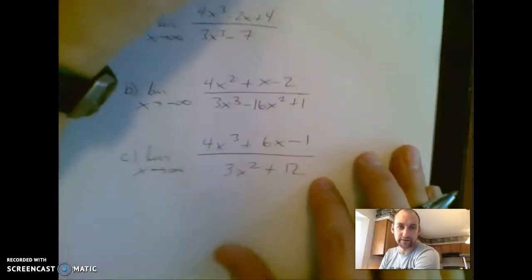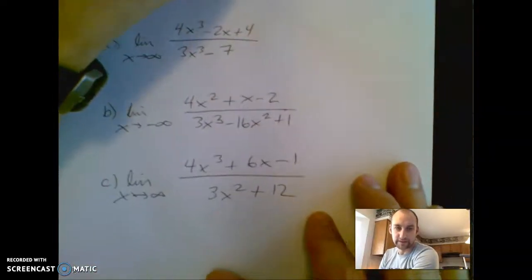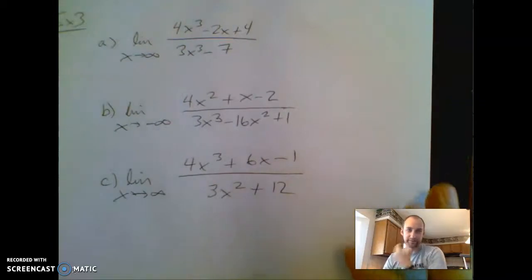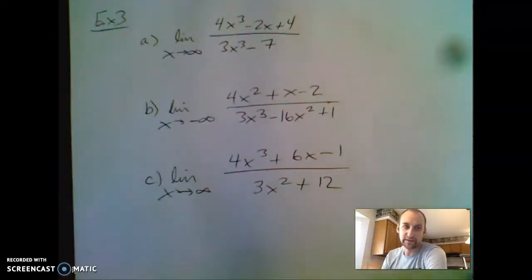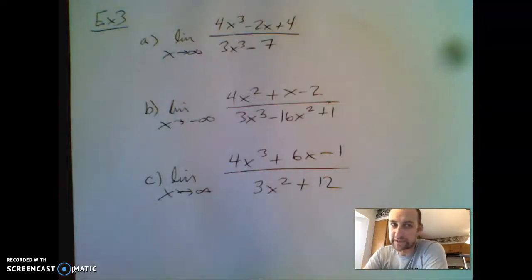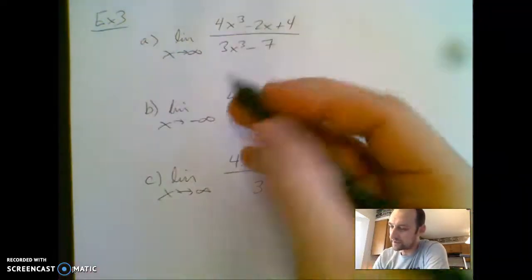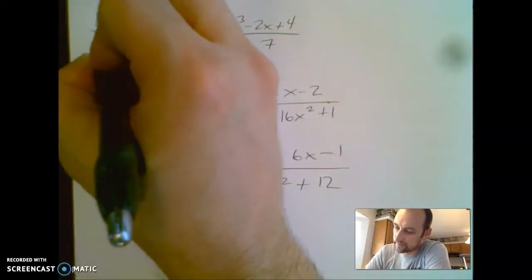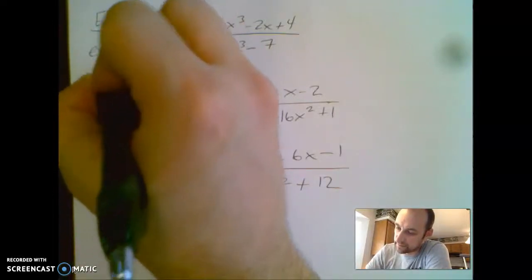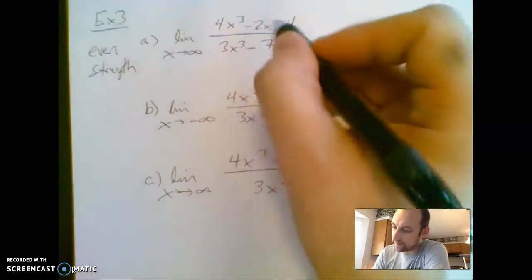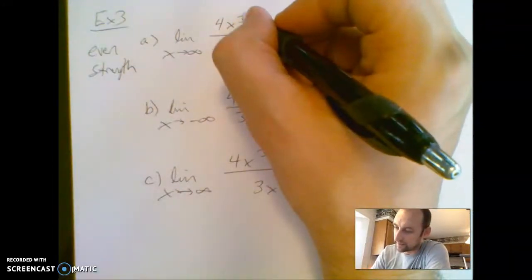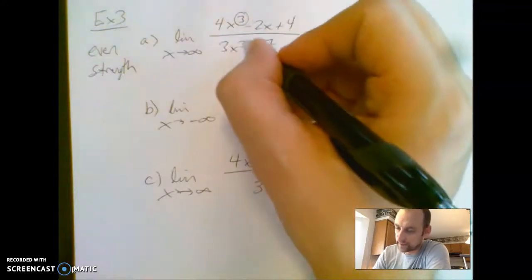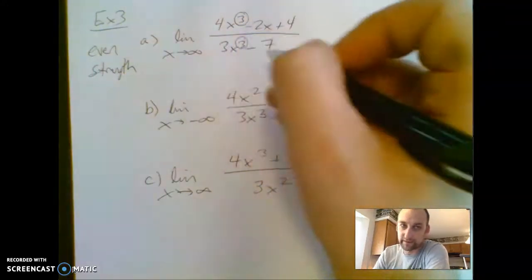Okay, so this is basically the 3 different options we have. We have one of these graphs that I would call top heavy, one is bottom heavy, and one is even strength. The ones we just did a couple examples of are ones I would call even strength. Because if you look at the powers, this is the biggest power on the top, and this is the biggest power on the bottom, and they're even.